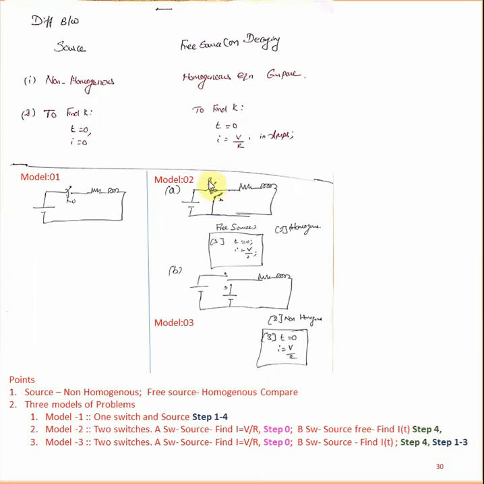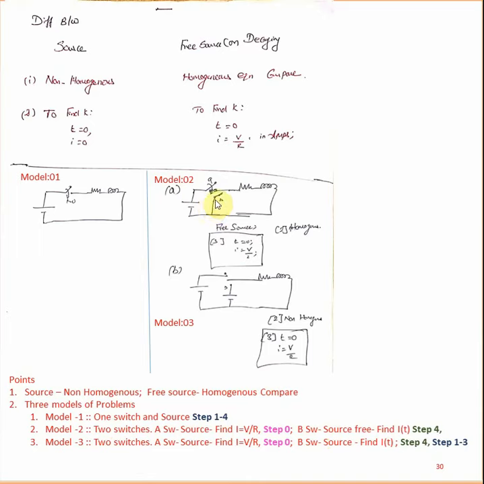Model number 2: there are two switches. Switch A is closed, that is step 0. During that time you find the flow of current. So i is equal to V by R, by Ohm's law. The inductance is not charged initially, so remove the inductance and keep only the resistance. So V by R is enough. That is step 0.